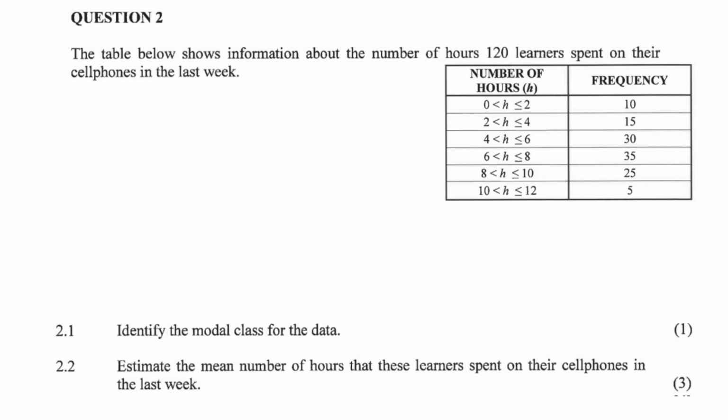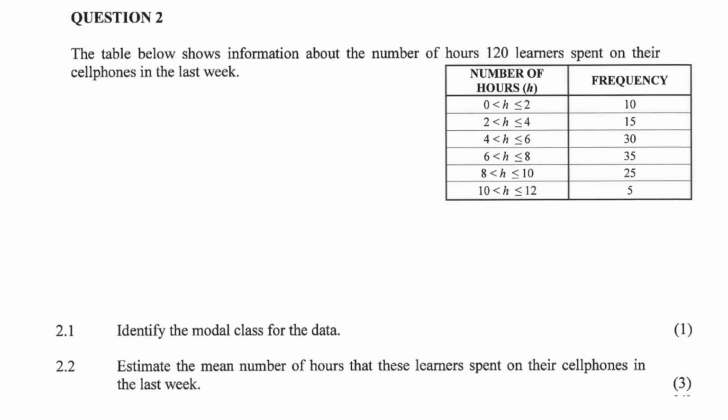So in this question we have, the table below shows information about the number of hours 120 learners spent on their cell phones in the last week. Okay, so let's just try to explain how this table works. So in the last week, there are 10 people, because frequency says how many, who spent between 0 and 2 hours on their cell phone for the whole week, okay? And then, for example, there are 25 learners who spent somewhere between 8 and 10 hours. Maybe they spent 9.5 hours, maybe they spent 8.5 hours.